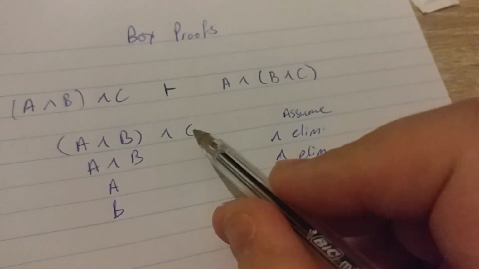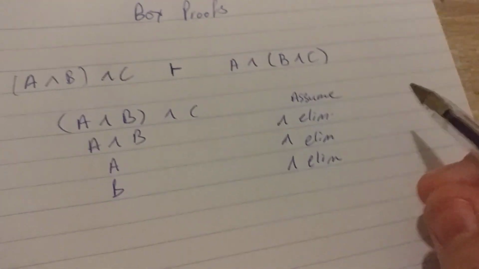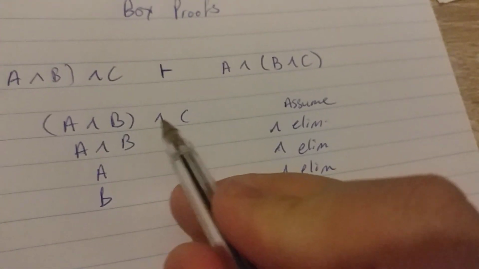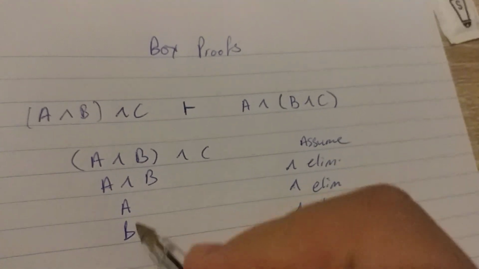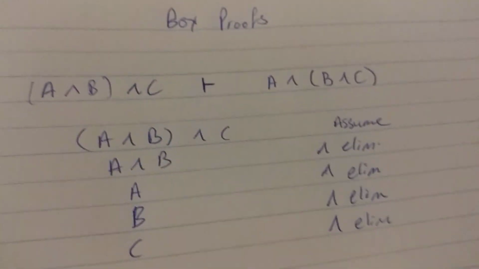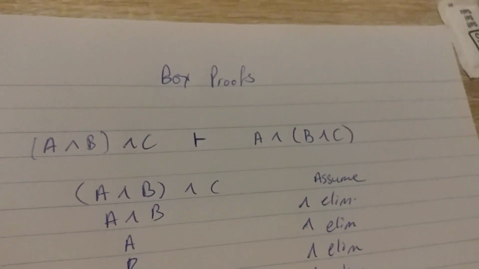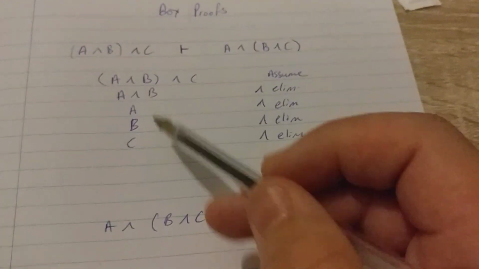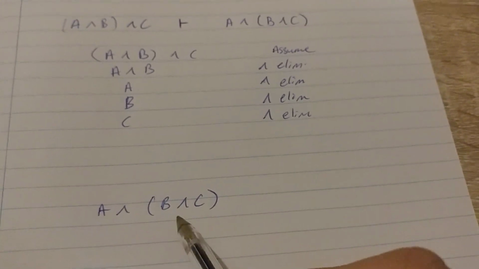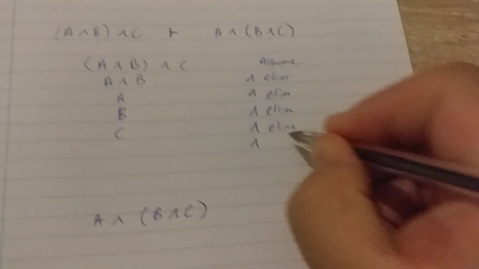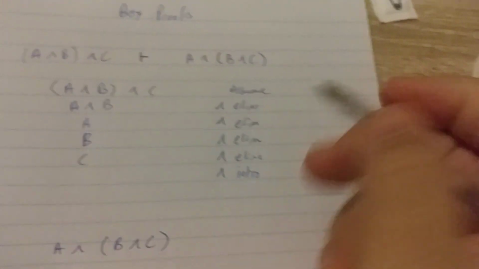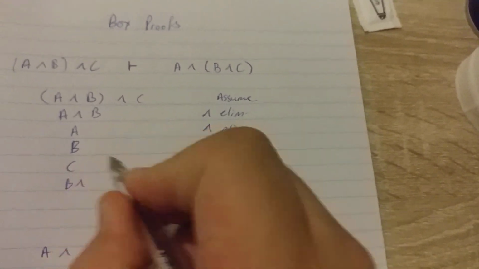And I also want this by itself, so I have another AND elimination, but this time I'm preserving right instead of preserving left. So I have C by itself. Now I need to rework these, which are now isolated, and produce this. So what I want is B and C, so I have an AND introduction.